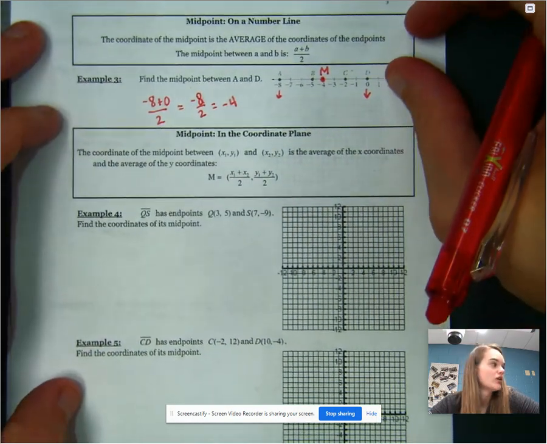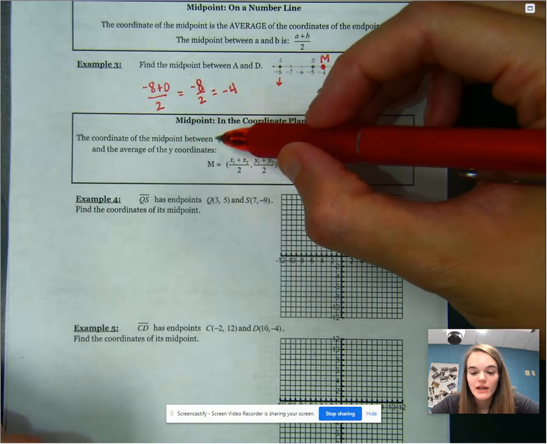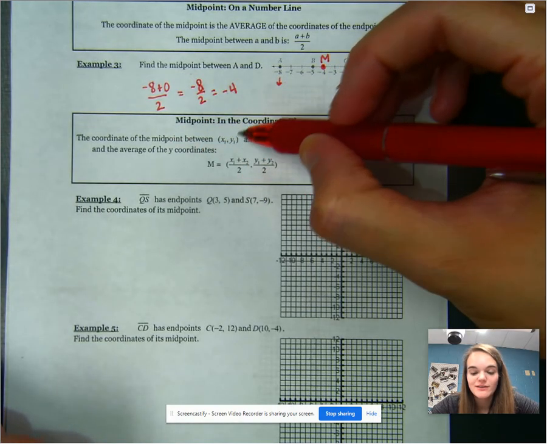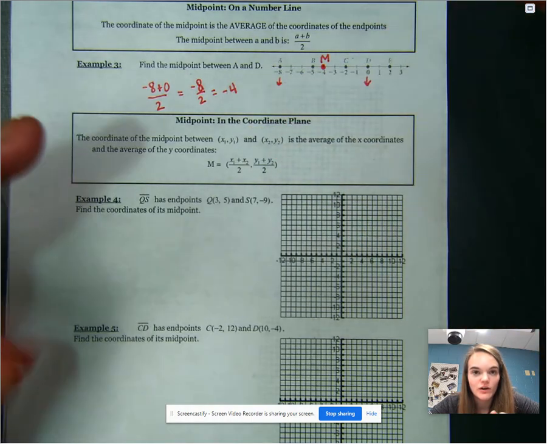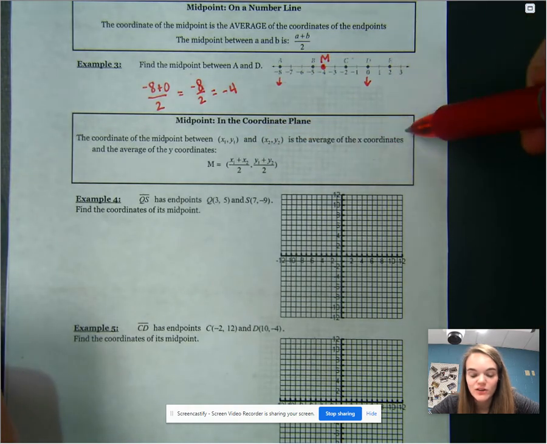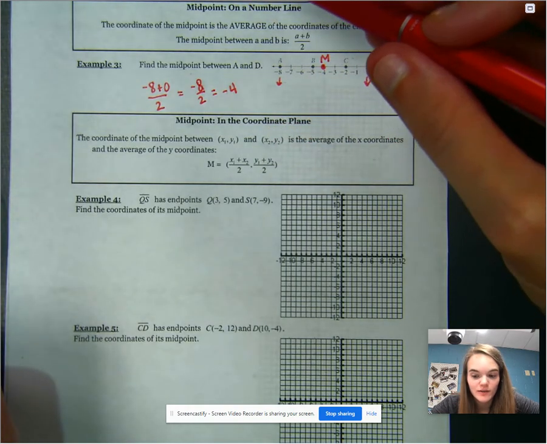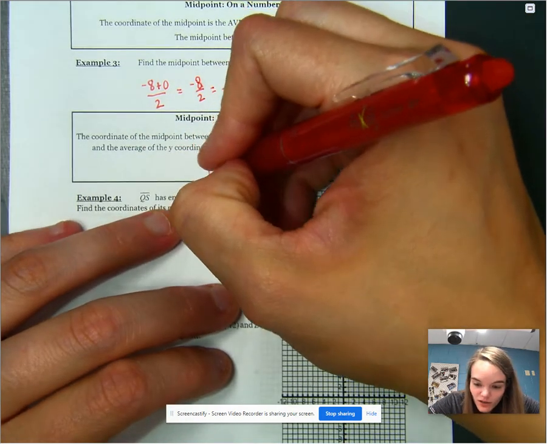Now, let's talk about it on a coordinate plane. The coordinate of the midpoint between (x1, y1) and (x2, y2) is the average of the x coordinates and the average of the y coordinates. It does not matter which one is (x1, y1) and which one is (x2, y2), as long as they are kept consistent. The formula is given here.